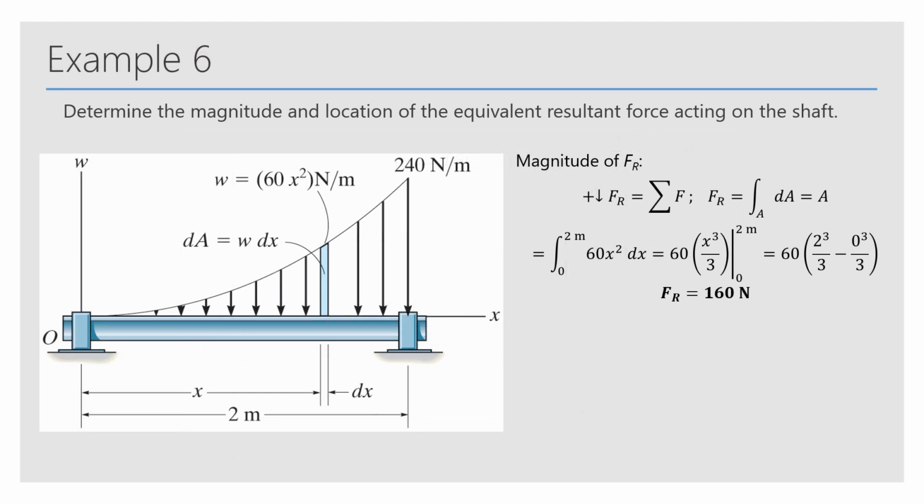We can first find the resultant force, which is just the integral of the curve that they're giving us, in order to find the area, or the resultant force acting under it. So you take the integral from 0 to 2 meters of the function of the curve, and what you end up getting is that the resultant force is 160 newtons.